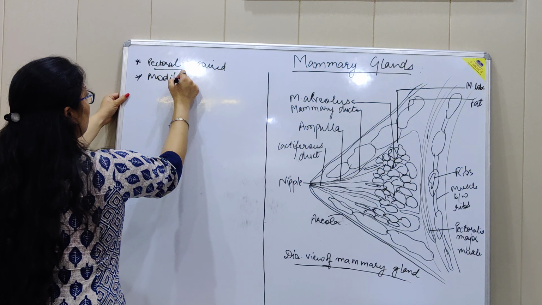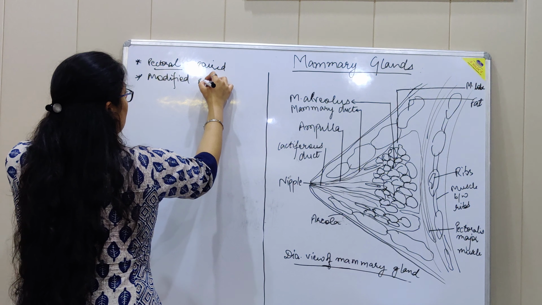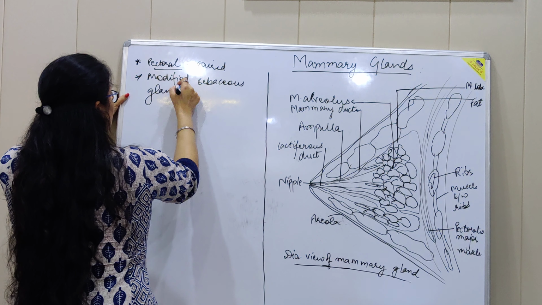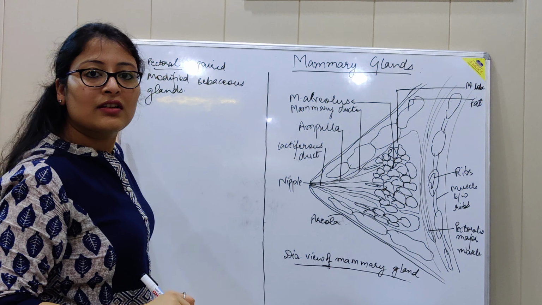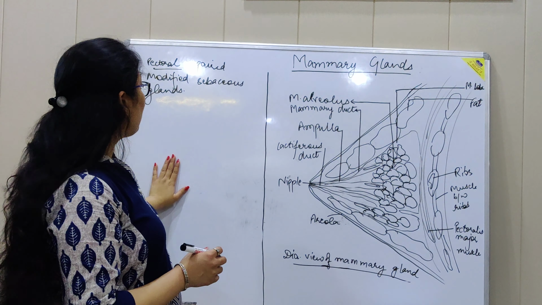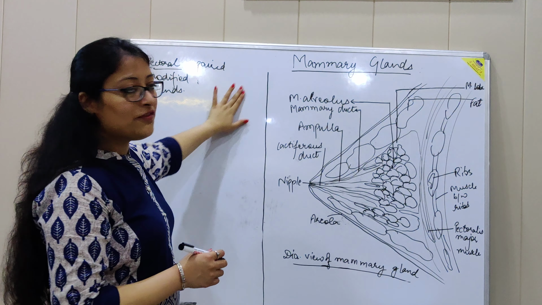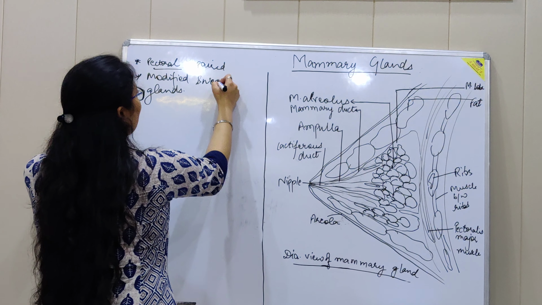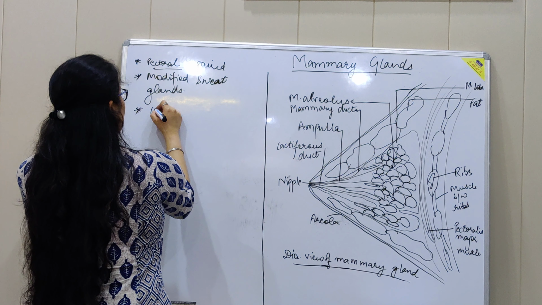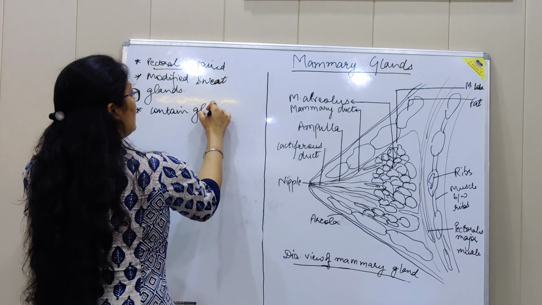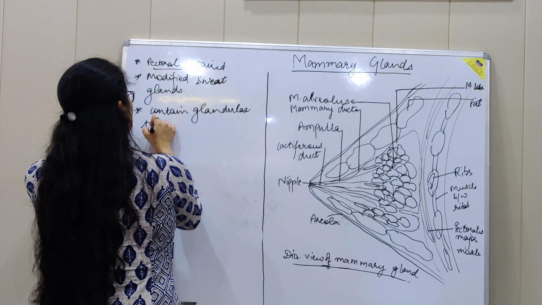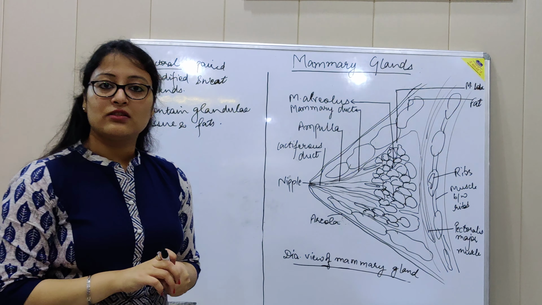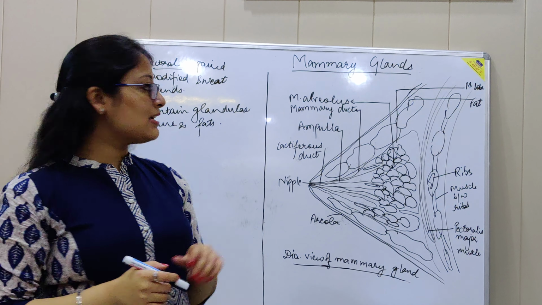These are modified sweat glands and contain many sebaceous glands. Modified sweat glands contain glandular tissue and a variable amount of fats, and are covered with skin.